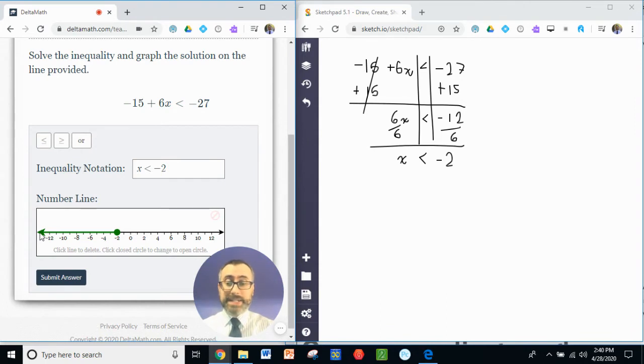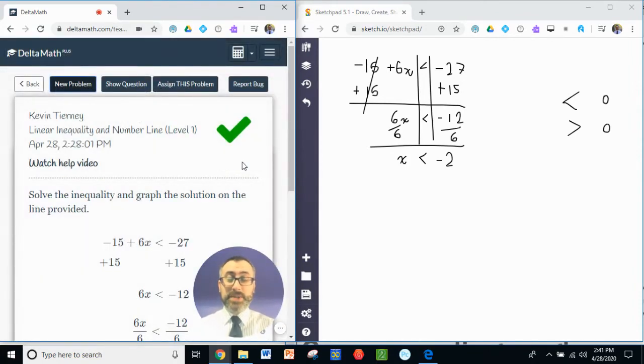But I'm not quite done yet. I need to check to see if this dot should be an open circle or a closed circle. Now I might remember, or I might look up on my reference sheet, that a less than or a greater than symbol is represented on a number line with an open circle. So less than or greater than symbol goes with open circles. Since this was a less than, I need an open circle. So let me click on that, and it's good. Let's submit these answers.